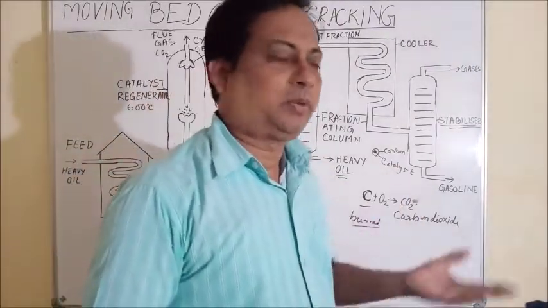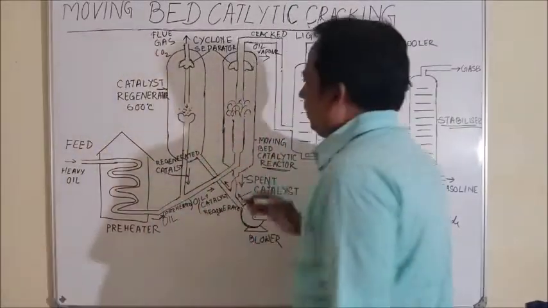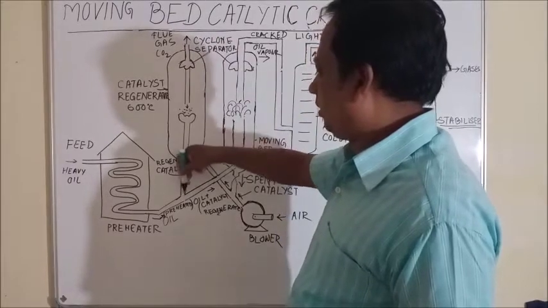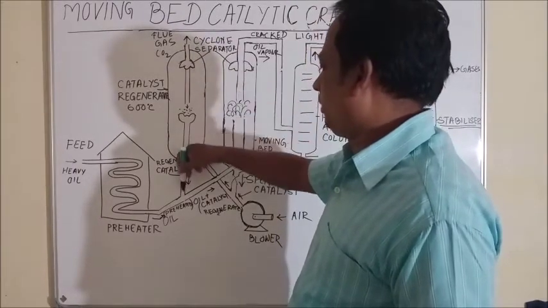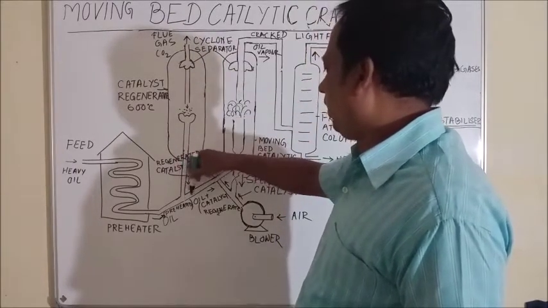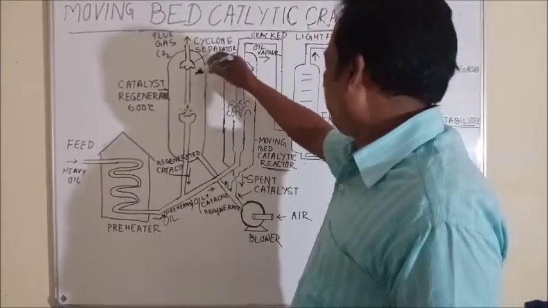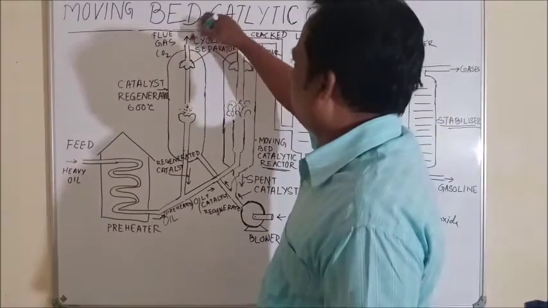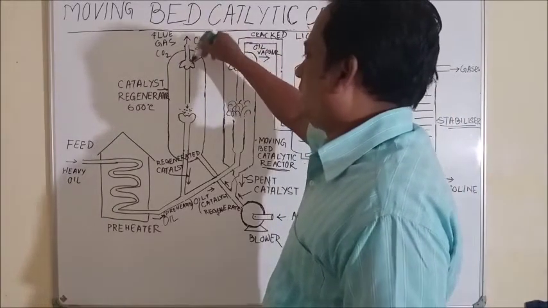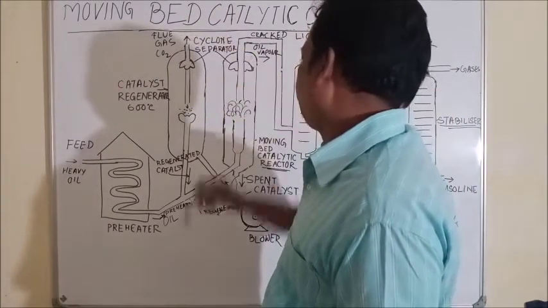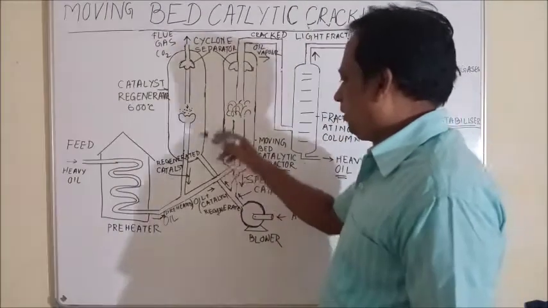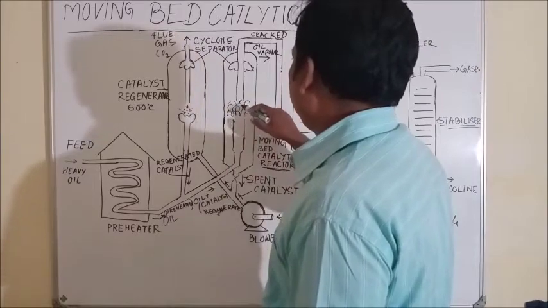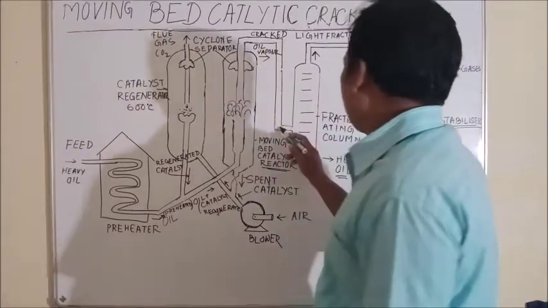The catalyst is now free from carbon. The catalyst which is free from carbon falls to the regenerator pipe and mixes with the oil. The exhaust gas, carbon dioxide, goes out through the cyclone separator, but the catalyst does not go and falls back. Here the oil and catalyst come together and it cracks the oil vapor.